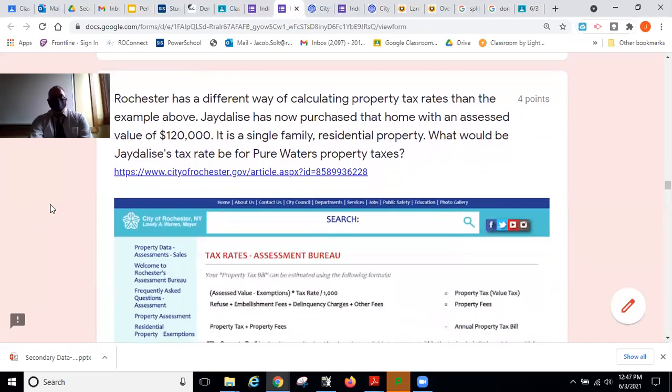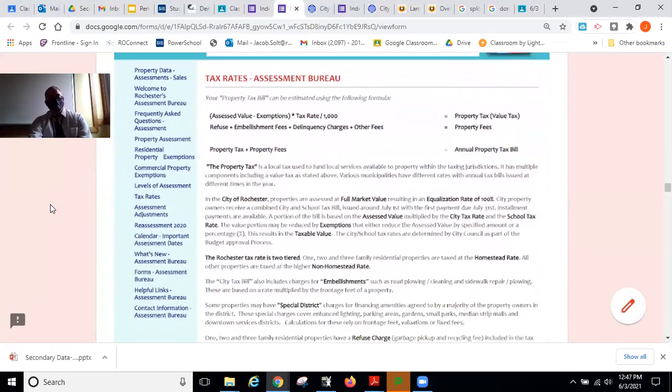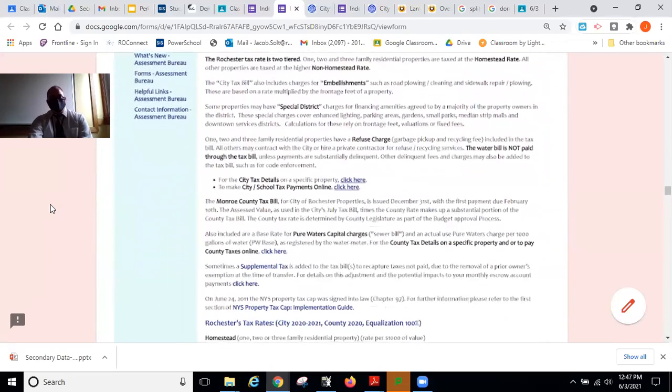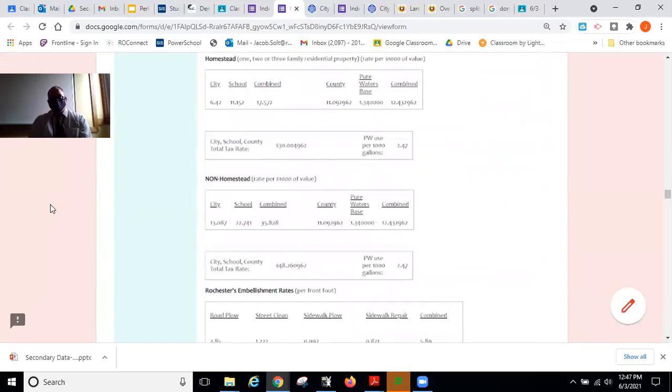All right, what would the tax rate be for her Pure Waters property taxes? Again, I'm having you hunt a little bit. I'm having you scan. I want your brain to get familiar with how they look at things. Do you see it? The Pure Waters. Let me try to see that.